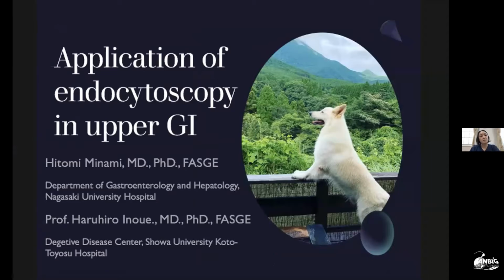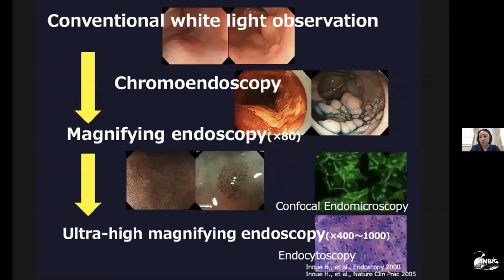My topic is application of endocytoscopy in upper GI, including esophagus and the stomach. The most basic way of detecting lesions is conventional white light observation. Then we invented magnifying technology to obtain further and more detailed information about the nature of the lesion. And finally, endocytoscopy was introduced, allowing us pathological diagnosis during routine screening endoscopy.